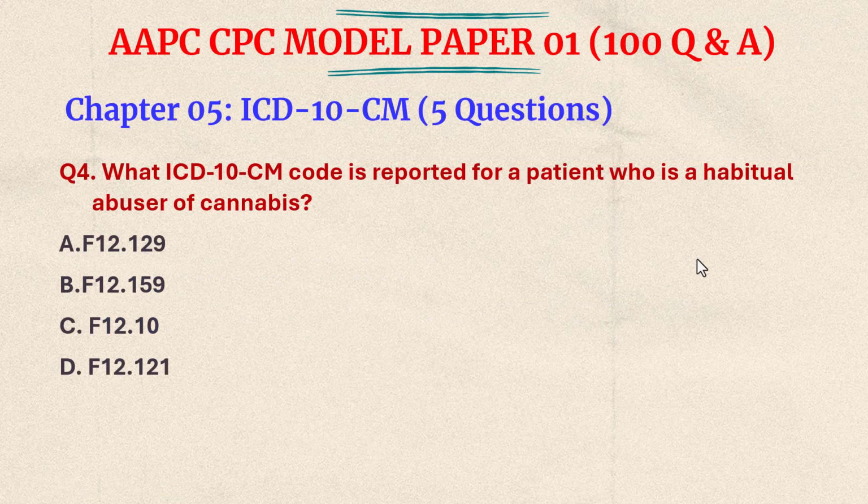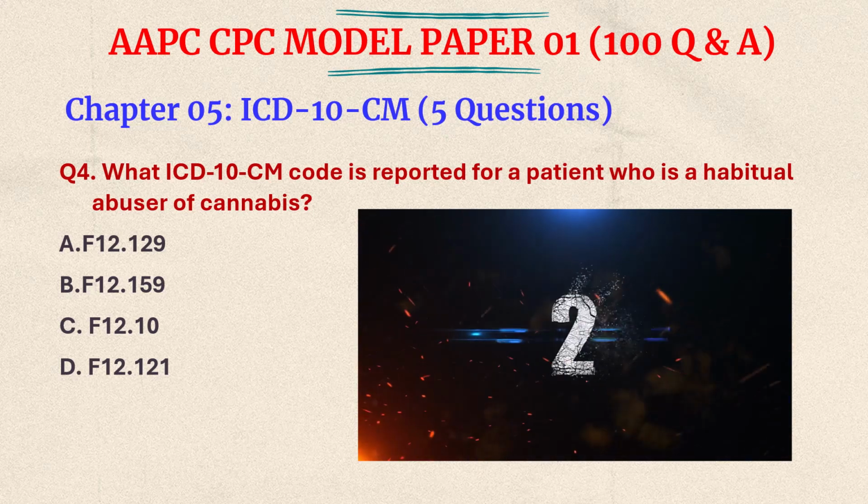Question number 4. What ICD-10-CM code is reported for a patient who is a habitual abuser of cannabis? So there are 4 codes available. So please pause the video, take your ICD-10-CM code book and find the answer. 3, 2, 1.